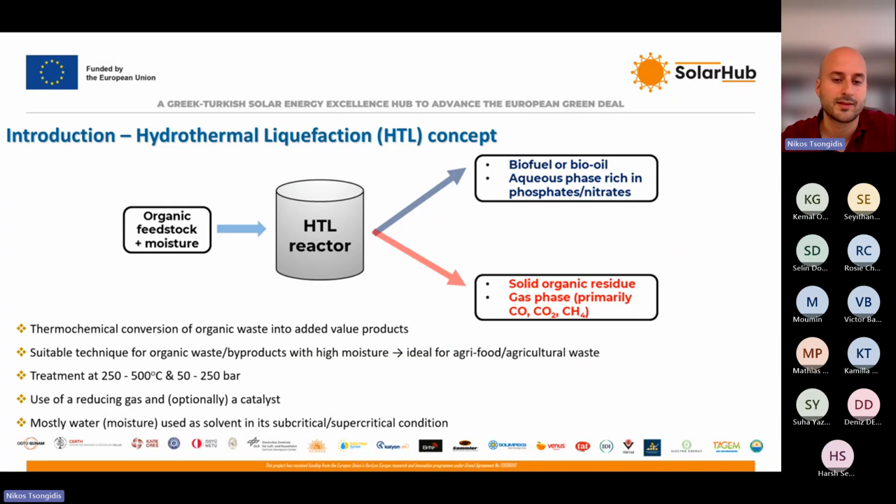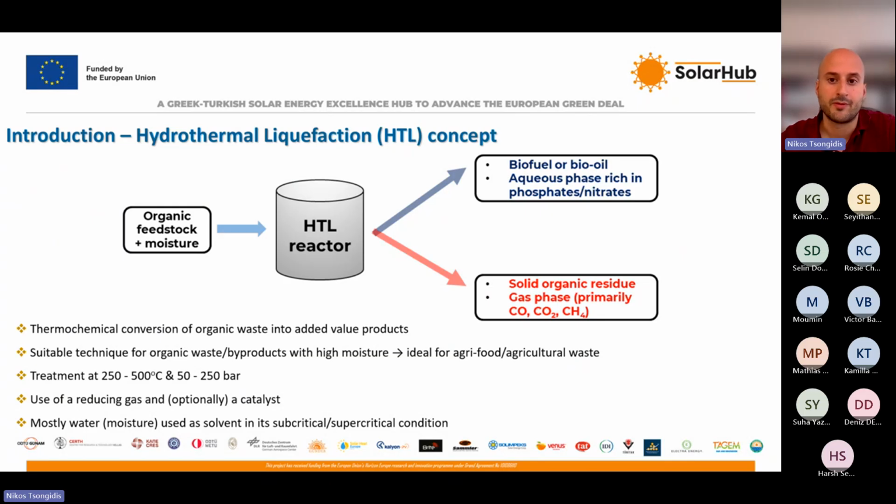The treatment takes place at medium temperatures, between 250 and 500 degrees C, and high pressures between 50 and 250 bar in most cases, but in some cases they can also reach up to 300 bar depending on the type of feedstock. Through this thermochemical conversion, we first depolymerize our biomass, and then this is repolymerized into different products and byproducts, for which I will share a couple of details now.